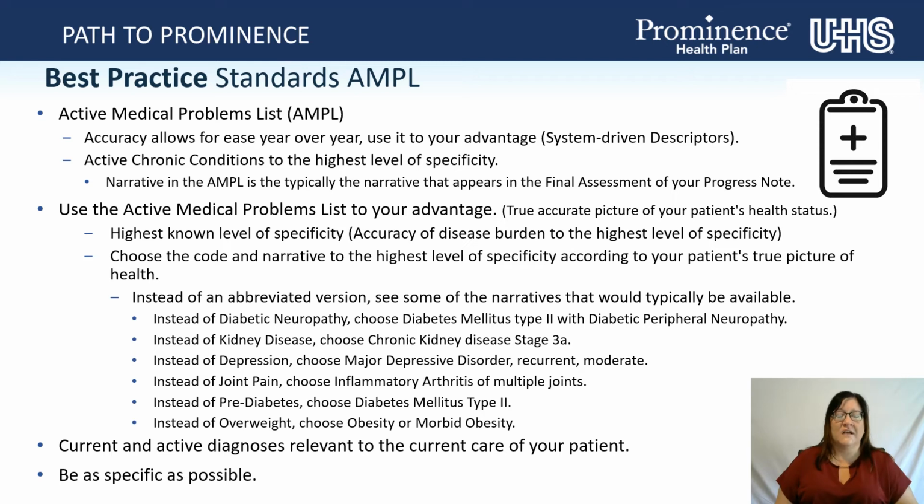And you can use those details in your clinical documentation to ensure that you're obtaining that diagnosis code at the highest level of specificity for submission. Instead of kidney disease, choose the stage of kidney disease: chronic kidney disease stage 3A or chronic kidney disease stage 4. Instead of depression, choose major depressive disorder, recurrent, moderate, and use those descriptors to drive your documentation for success. Current and active diagnoses relevant to the current care of your patient should be on the active problems list. Be as specific as possible, and again, use that narrative and the details in that narrative to drive your clinical documentation for success.